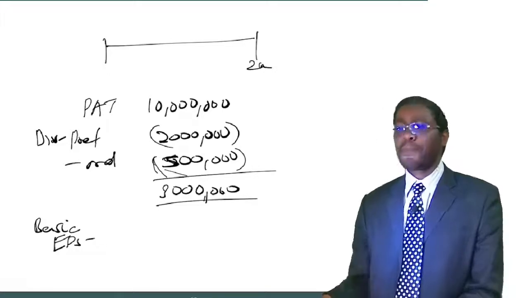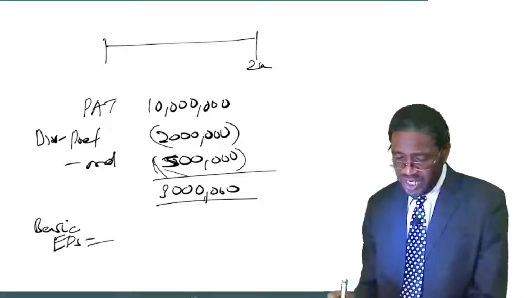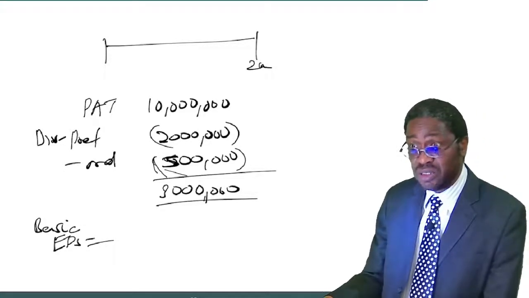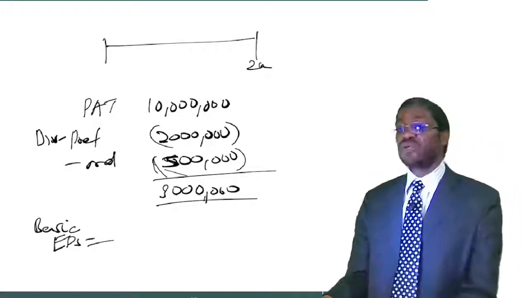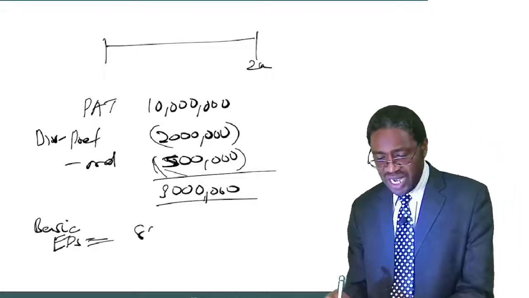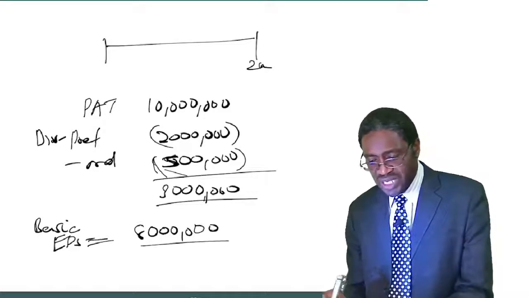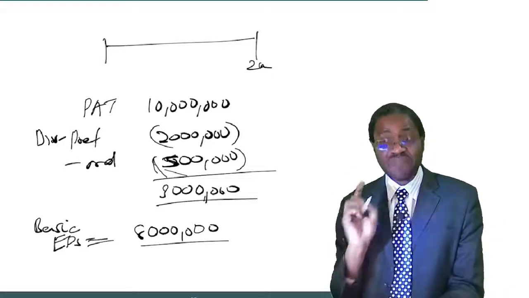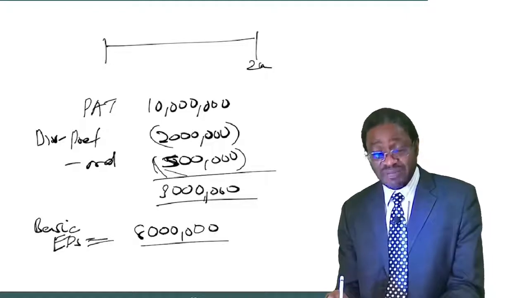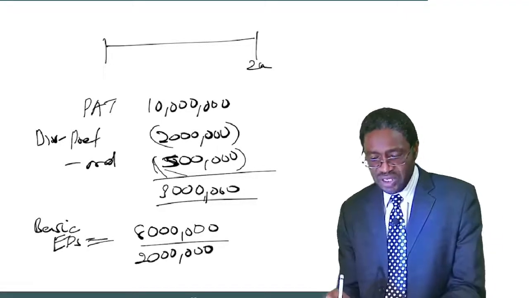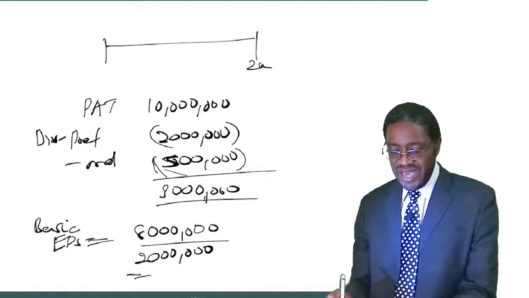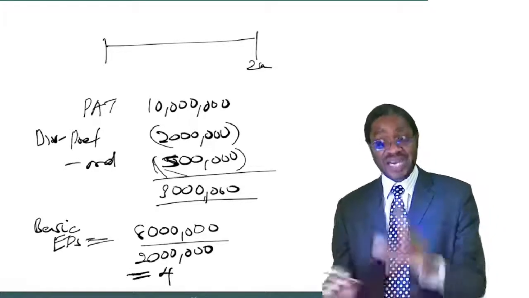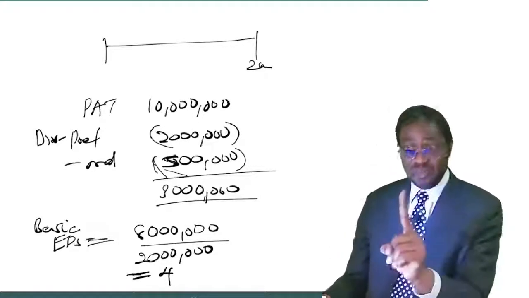For purposes of basic EPS, you take the net profit after tax less preference dividends to get what we were calling the earnings attributable to the ordinary. For this company, the earnings are 8 million, which is 10 minus the preference dividends of 2 million. Divide that by the number of shares, which are 2 million by the end of the year. So currently, the existing shareholders have a basic EPS of 4 shillings.